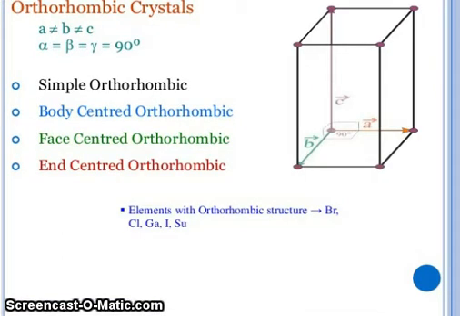Orthorhombic crystal system. a is not equal to b is not equal to c. Alpha, beta, gamma are 90 degrees. Simple orthorhombic, body centered orthorhombic, face centered orthorhombic, end centered orthorhombic. Elements with orthorhombic structure: bromine, chlorine.